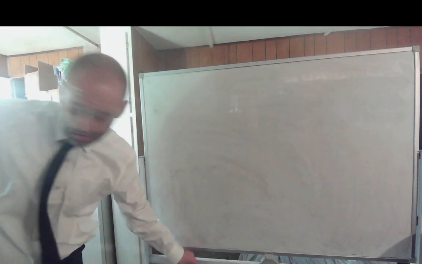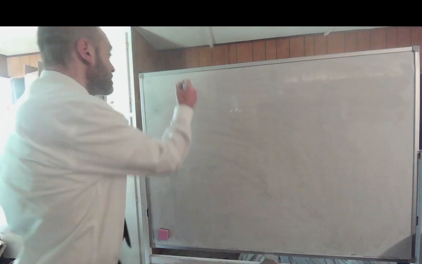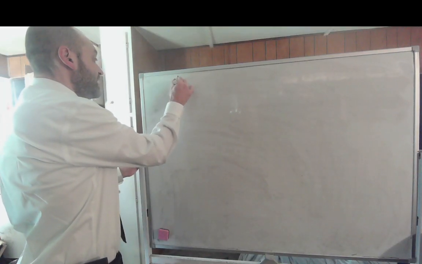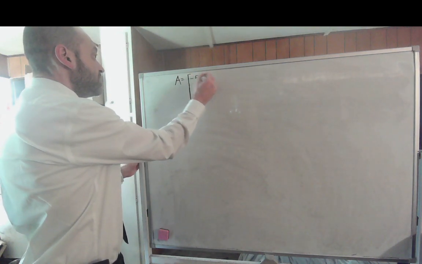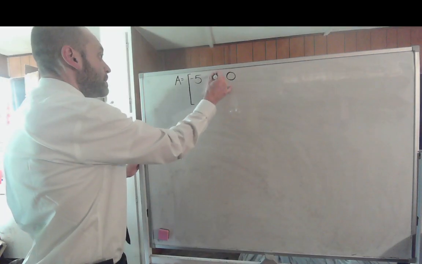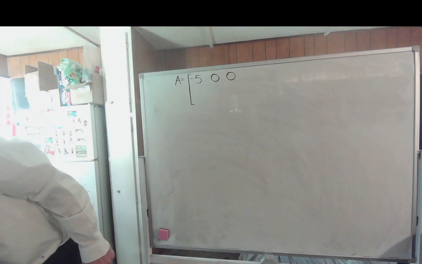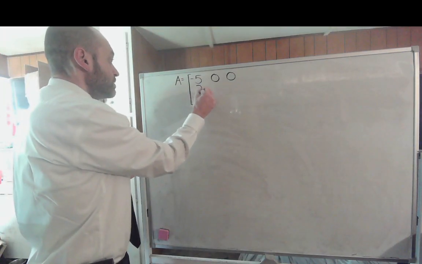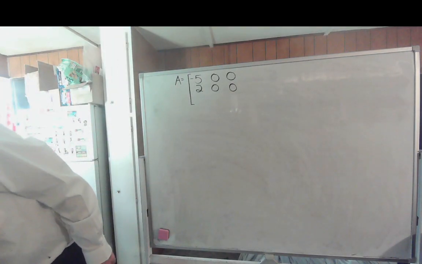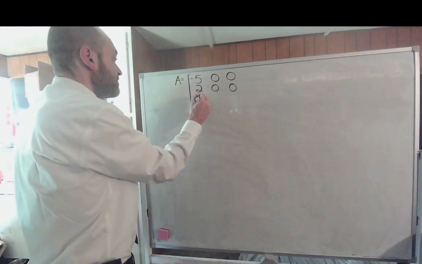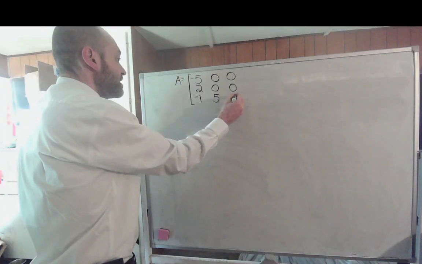Of course, it's time for another marker. All right. Matrix A is going to have entries of negative 5, 0, 0, 2, 0, 0, then we have negative 1, 5, and 7.